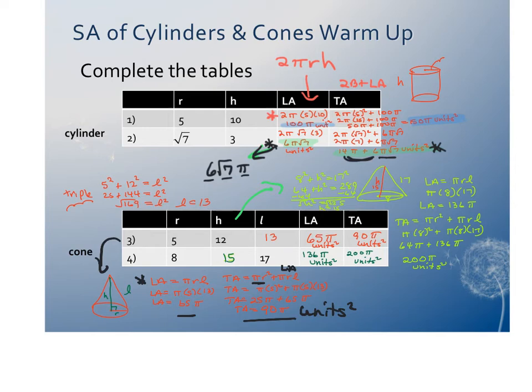So again, once you found the height, then you could just go back and use your radius and your slant height and just do the two formulas. So that answer here is 136 pi units squared and 200 pi units squared. Any questions on the warm-ups? All right, let's go over the homework.